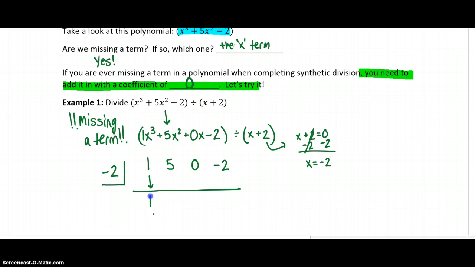Bring that first number down below the line so it's a 1. And then we're going to multiply by the number in the box. 1 times negative 2, that would be negative 2. And then add them together. 5 plus negative 2 is 3. Again, 3 times negative 2, that would be negative 6. 0 plus negative 6 is negative 6. And one more, negative 6 times negative 2 is positive 12. Negative 2 plus 12 is a positive 10.